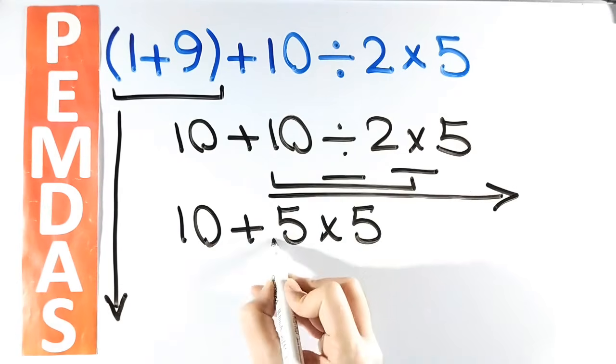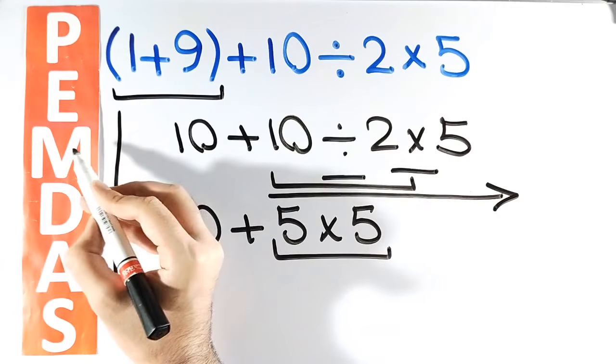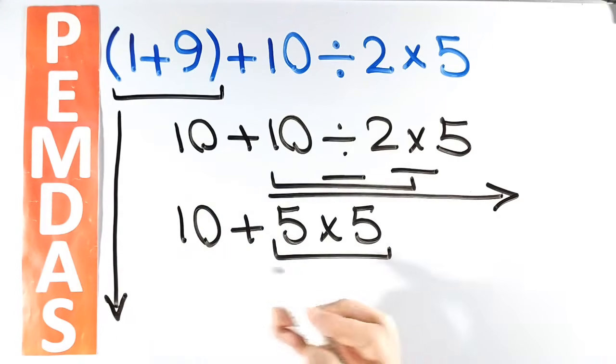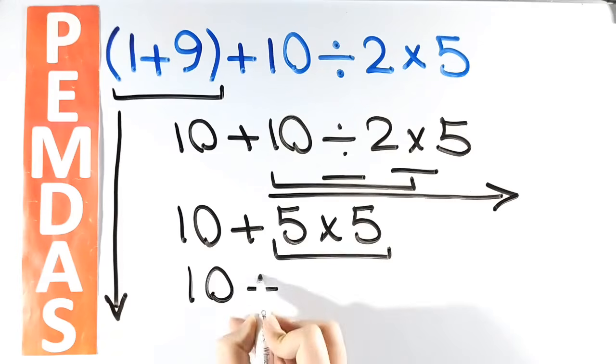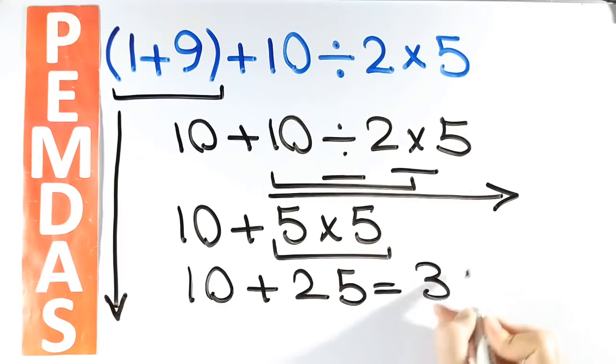And the final step, we go for the multiplication between 5 and 5, because multiplication has a higher priority than addition. So, we rewrite this equation as 10 plus 25, which finally gives us the answer, 35.